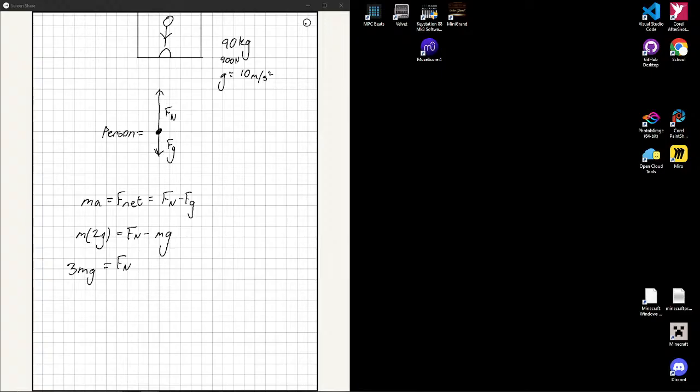It's alright, good enough. But now we found the normal force when the elevator is accelerating upwards at 2 g's. You found that the normal force is 3 mg. So 3 times mg, which was 900, is 2700 newtons. So we found that you feel 3 times your weight, because your weight is mg.